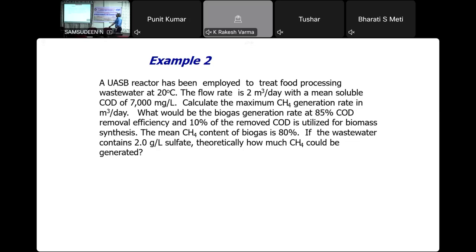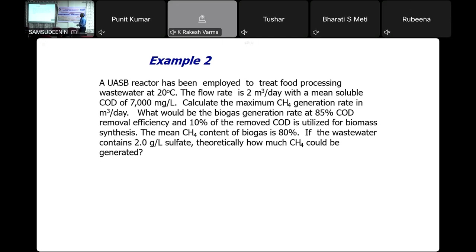What would be the biogas generation rate at 85% COD removal efficiency? If your bioreactor, you're not going to 100% removal efficiency. I'm giving 85%: your reactor removes your COD, and 10% of the removed COD is used to make biomass. So you only have 75% used for your methane conversion. The mean methane content of your biogas is 80%, right?